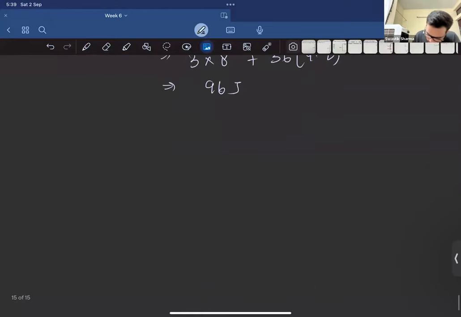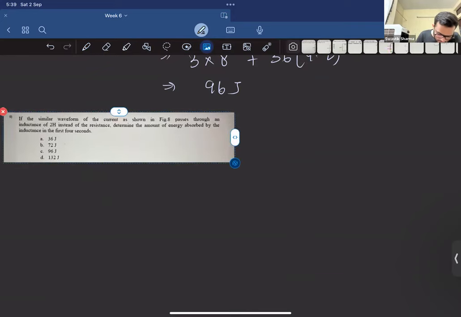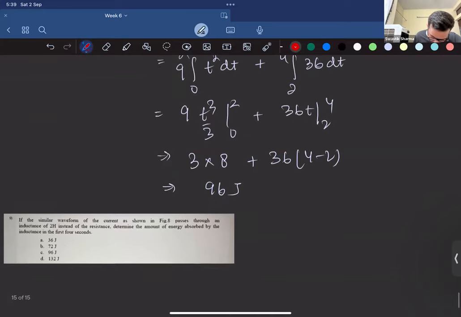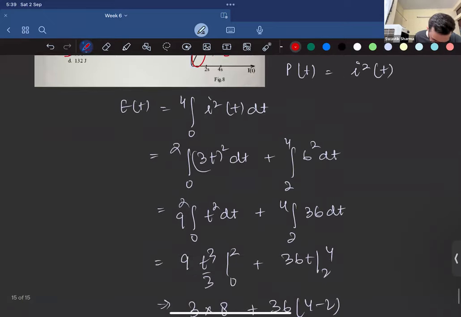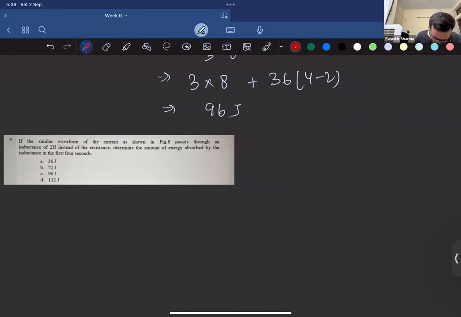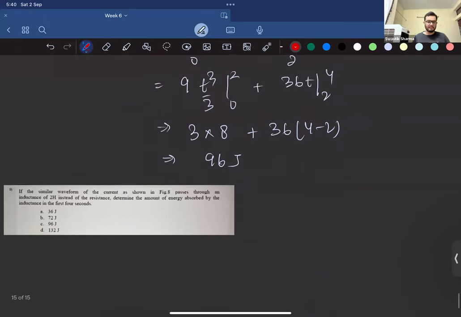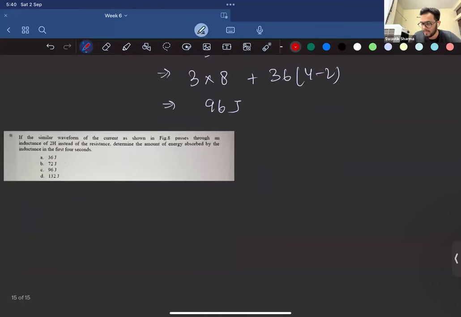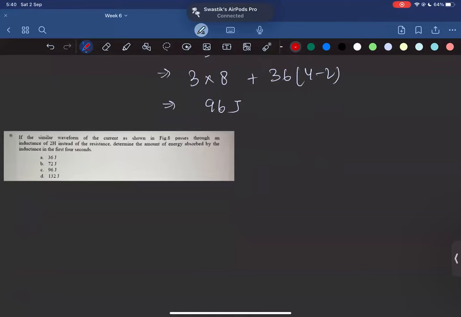Let's do one more. So it's saying with a similar waveform of the current as shown in figure 8, that means this figure, it now passes through an inductance of 2H instead of that resistance. Determine the amount of energy absorbed by the inductance in the first 4 seconds. So how will we solve this question? No, energy will be half L I squared.